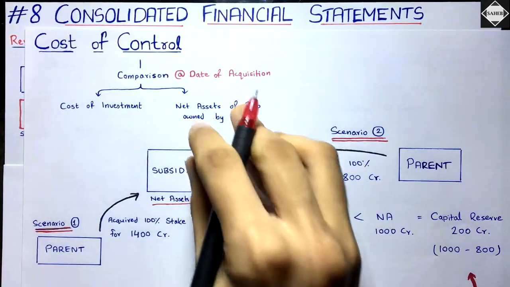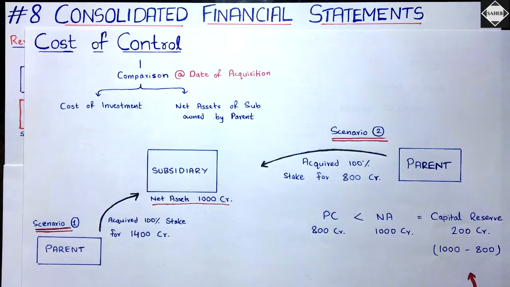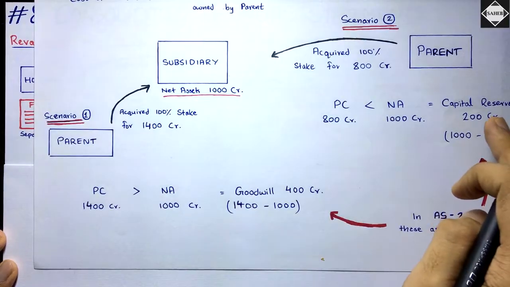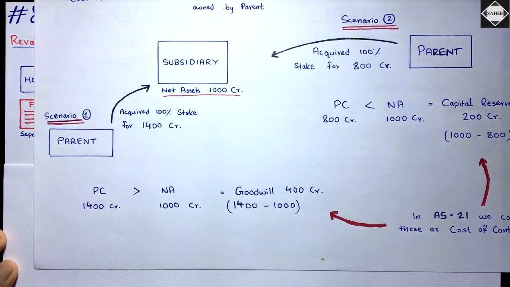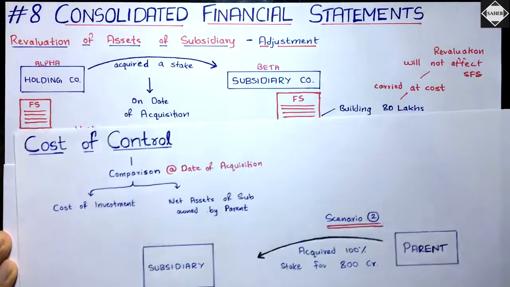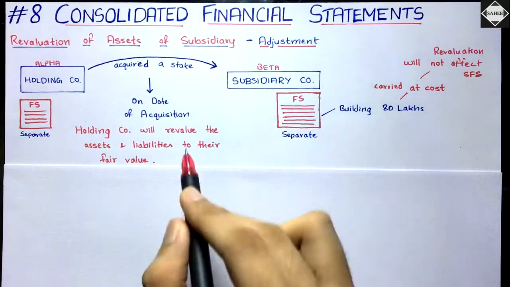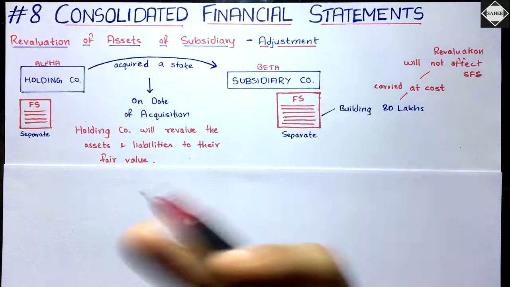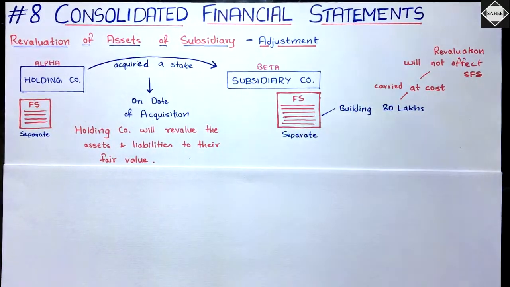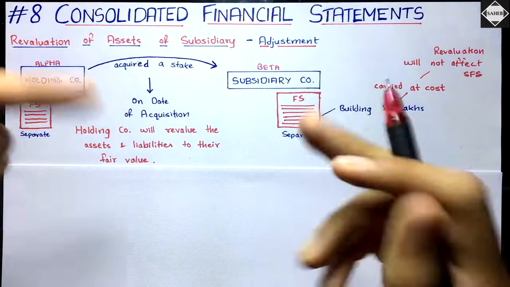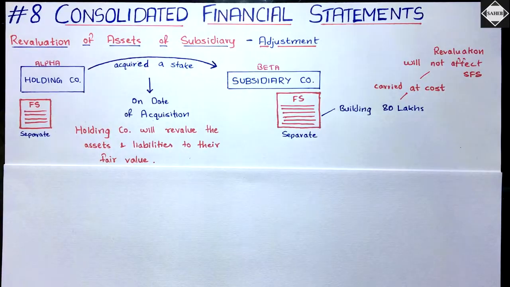If this is at book value and this is at market value, then the comparison will be totally messed up, and the resultant differential, goodwill or capital reserve, will also be messed up. You need a proper fair comparison. That's why the holding company revalues the assets and liabilities to their fair value. Whose assets and liabilities? The subsidiary company's assets and liabilities. Is that clear? This is the logic why revaluation is done.